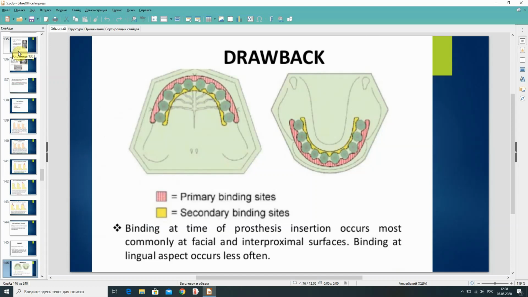The first, primary binding sites. The second, secondary binding sites. Binding at the time of prosthetic insertion occurs most commonly at facial and interproximal surfaces. Binding at the lingual aspect occurs less often.